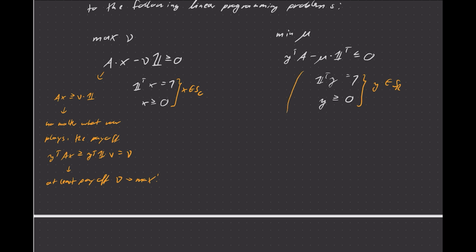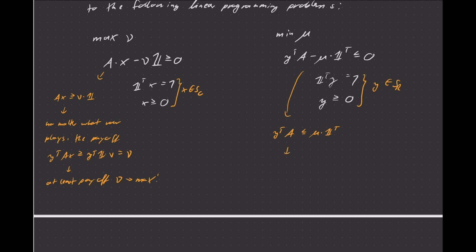On the other hand, if you look at this expression here, what this says is y transposed A is less or equal to mu times 1 transposed. So that's the left part of the payoff, right? This is the y transposed A part. And what that means is, well, we have a row that has entries that are less or equal to mu, so whatever the column player does based on that will always yield a total payoff less or equal to mu.